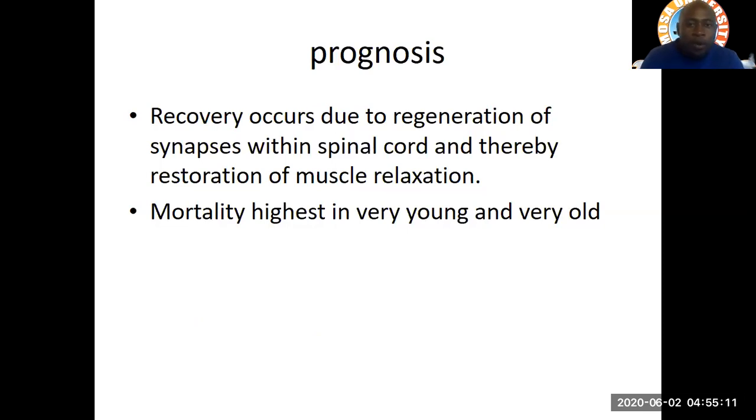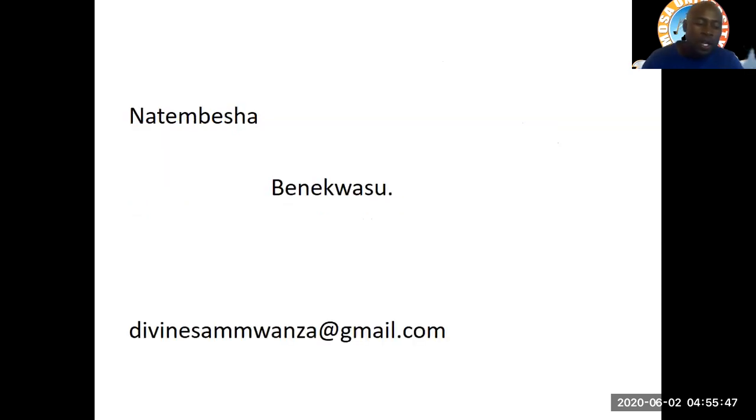If we look at the prognosis, which is the success of treatment of tetanus, it occurs due to regeneration of what? The synapses that have been affected within the spinal cord. And also, as a result of good regeneration of these synapses at the synaptic junctions there, it brings about restoration of what? The muscle relaxation. And tetanus becomes more fatal in very young neonates or infants and those that are very old, because we know that at that period sometimes the regeneration of the synaptic junctions becomes very hard.